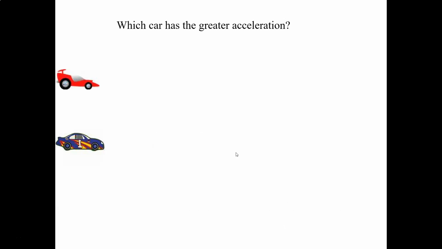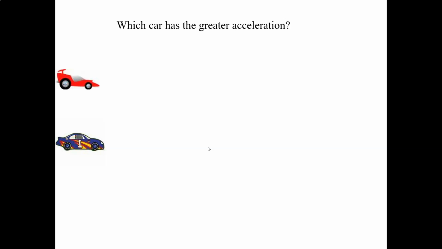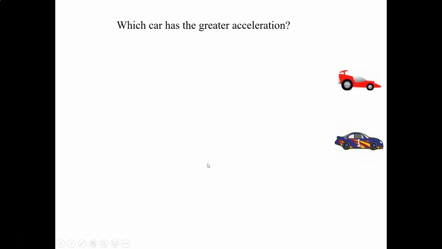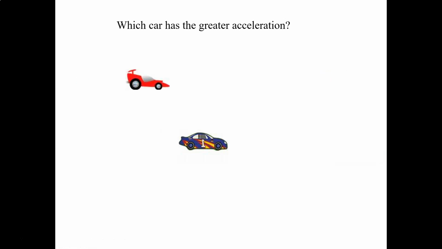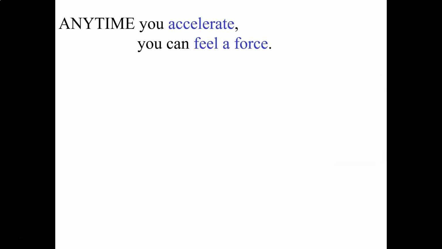So if we were to look at a car, we got two cars, blue and red, and I asked you which car had the greater acceleration. Which car had the greater acceleration? Well, it'd be the car that came to a stop first, which would be the blue car. It had the greater rate of change of velocity.